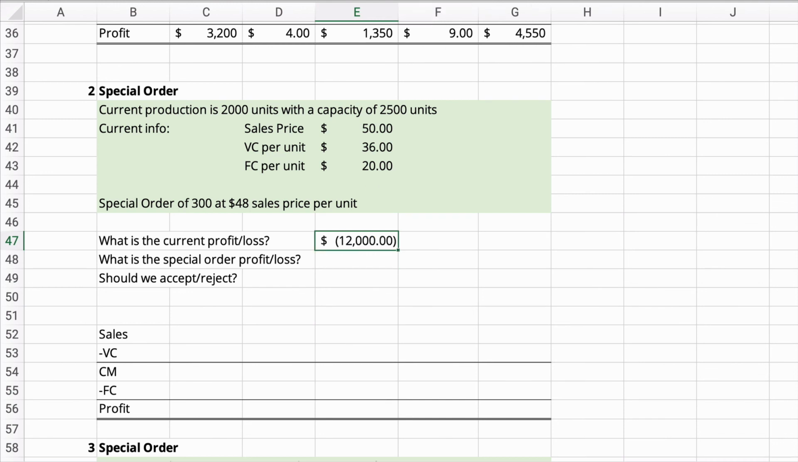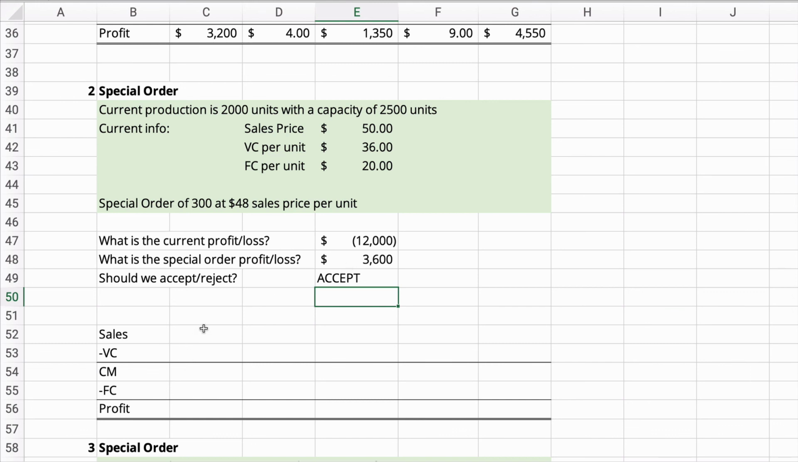So our 12,000, what is our special order profit or loss? Well, we're going to sell at 48 items that cost us 36. We're going to make $12 each. So we're going to say 12 times the 300. We're going to make a positive 3,600. So yes, we want to accept the special order because we're losing money, 12,000, but we'd rather recoup some of that and lose 3,600 less.